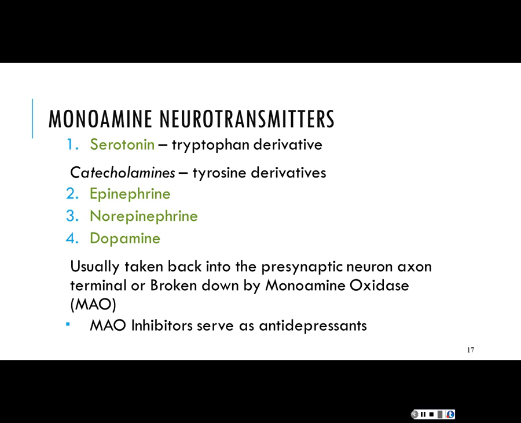Peripheral nervous system neurotransmitters, excitatory neurotransmitters. All of our monoamine neurotransmitters are often taken back up into the presynaptic terminal. So it's called uptake. We saw them in the image. They're often taken back up. Some of them can be catabolized by an enzyme called monoamine oxidase.